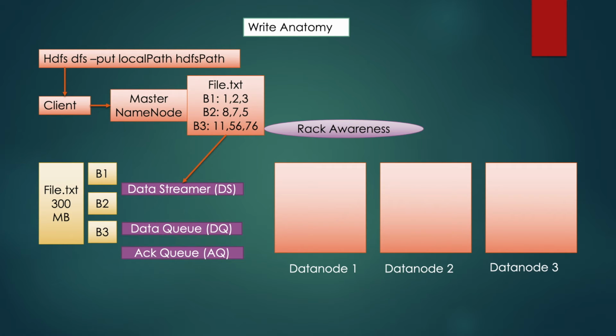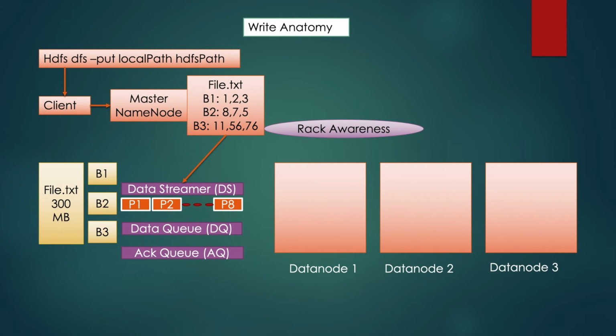So the data streamer will now split the block B1 into packets. It will divide the block into 8 packets, P1 to P8, and each packet will be of 16 MB size. If there is any block which is less than 128 MB, the size of the packets also varies. So in this context, B1 is of 128 MB, and the data streamer will split it into packets of 16 MB.